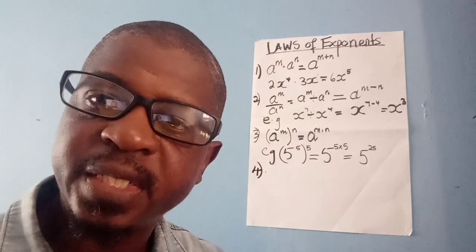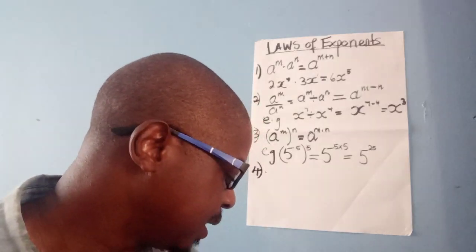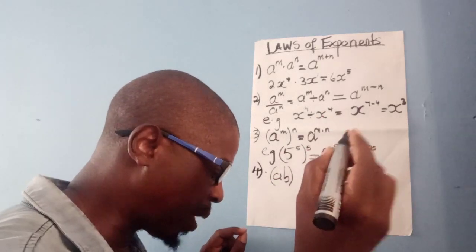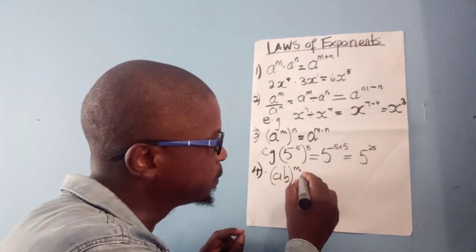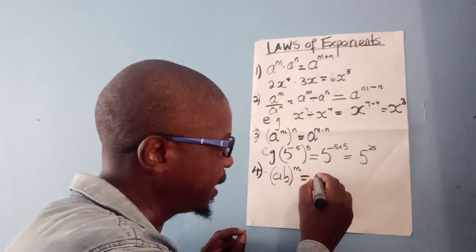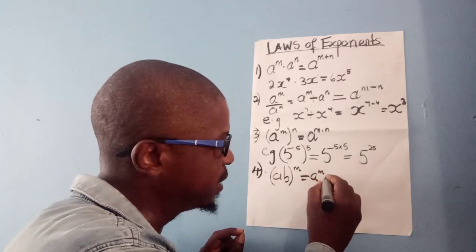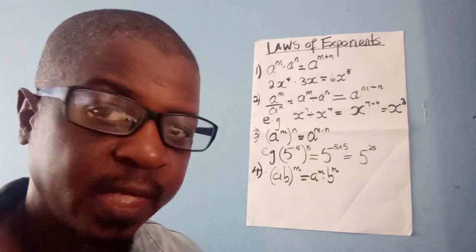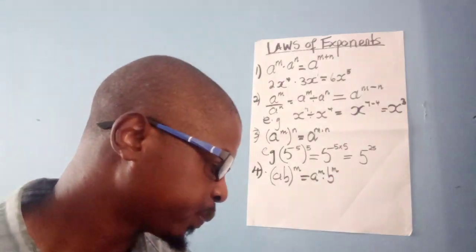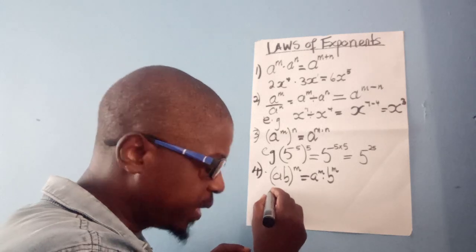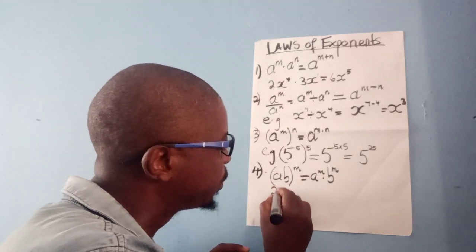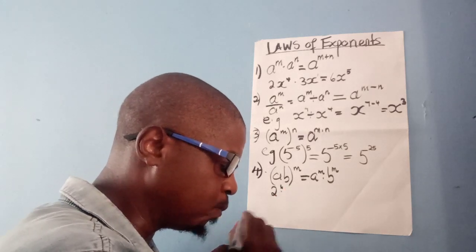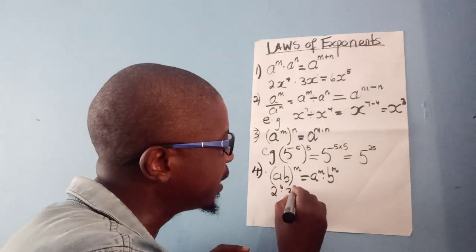So the law of exponent number 4, what does it say? It says ab to the power of m gives us a to the power of m times b to the power of m as well. Let's check if we have an example. For an example, let's take 2 to the power of 6 and 3 to the power of 8.